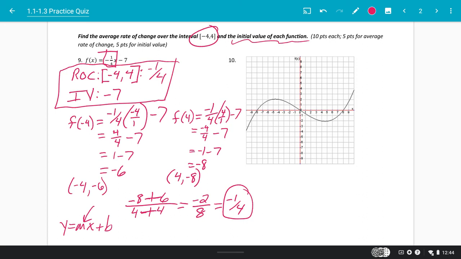All right, last one, number 10. Again, I got to find my rate of change from -4 to 4, and then my initial value. I'm again going to start with my initial value just because it's so easy. My initial value is my y-intercept. In this case, it's 0. And then from -4, see, I go to -4. There it is. And I go to 4.